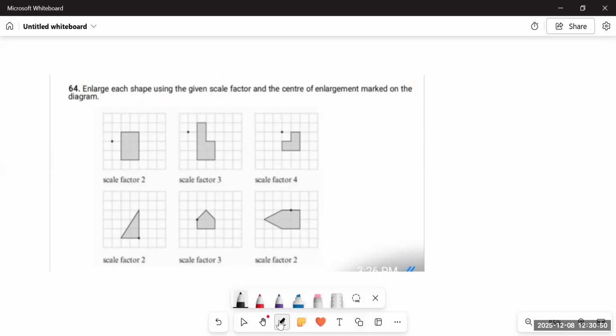Okay. So here it would be 1, 2, 3. 1, 2, 3. 1, 2, 3, 4. 1, 2, 3, 4, 5. This would be the enlarged shape, right? Now, here we have how many squares? 1, 2, 3, 4. So the scale factor 3 means 3 fours are 12.